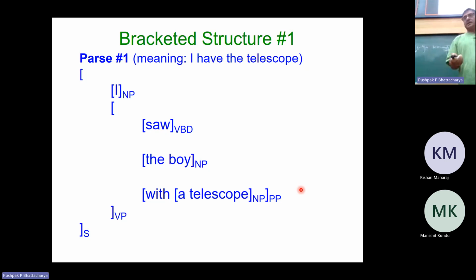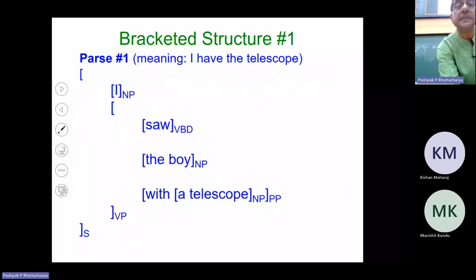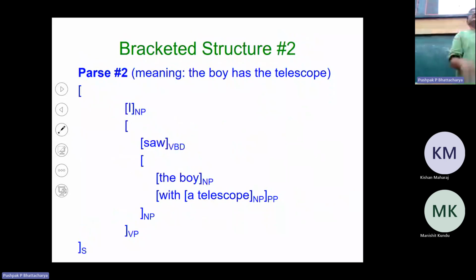Okay, so let's look a little more. Now you see the other parse tree. This parse tree says that the boy has a telescope. Now see the noun phrase here. The noun phrase is much bigger. It starts here and ends here: "the boy with a telescope". The whole thing is a bracket structure, as opposed to this, where "the boy" is a separate structure and "with a telescope" is another structure. Two smaller structures side by side. And in this case, the structure is much bigger with structures inside.